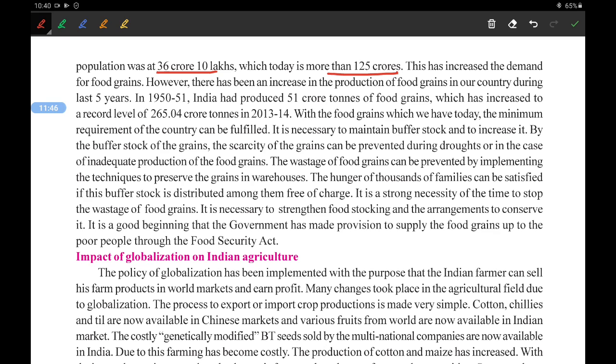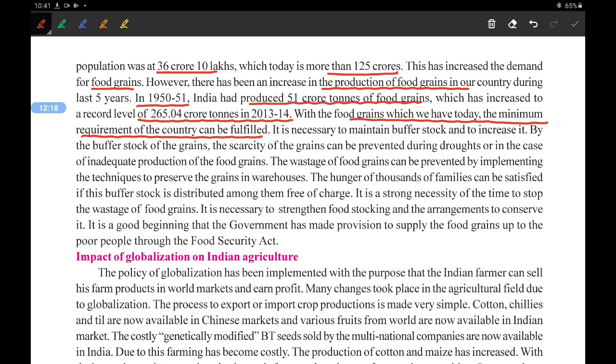This has increased the demand for food grain. However, there has also been an increase in the production of food grain at the same time. In 1950, India produced 51 crore tons of food grains, which increased to a record level of 265.04 crore tons in 2013-14. That is a very high amount. With the food grains which we have today, the minimum food requirement of the country can be fulfilled.